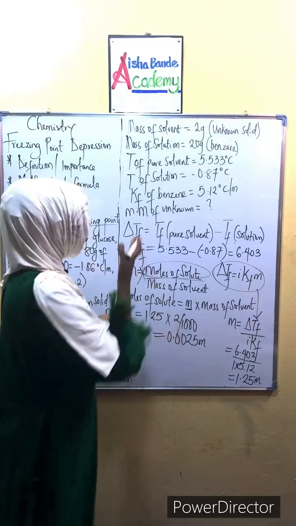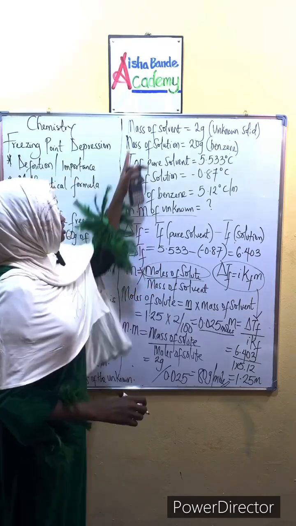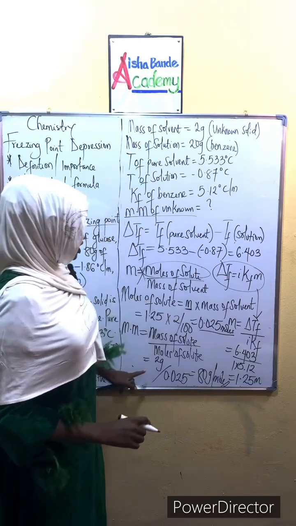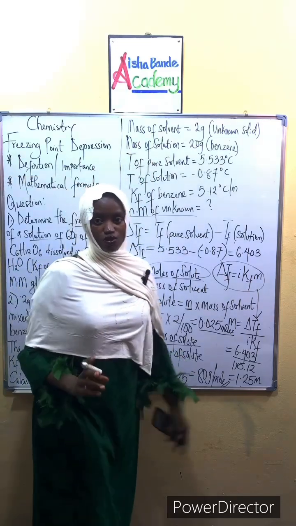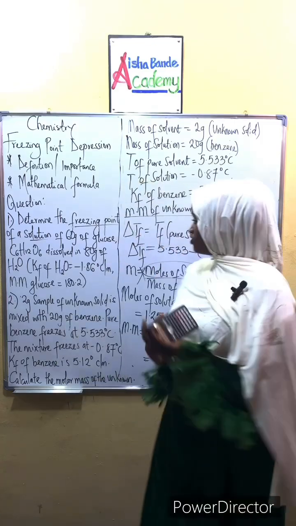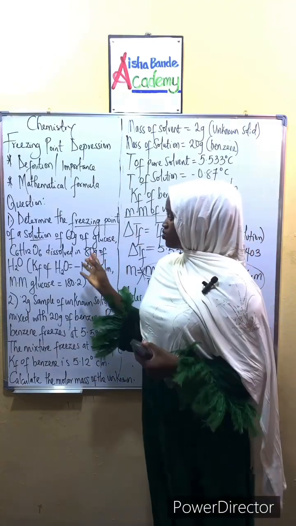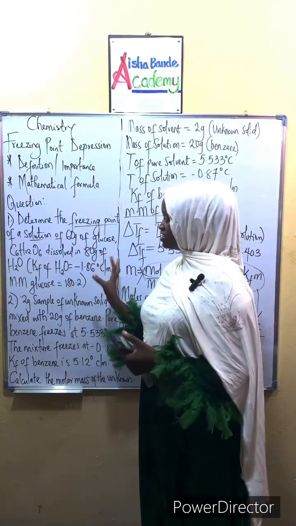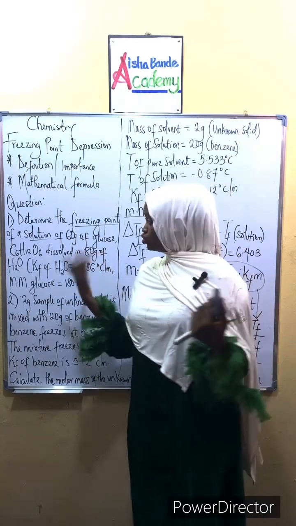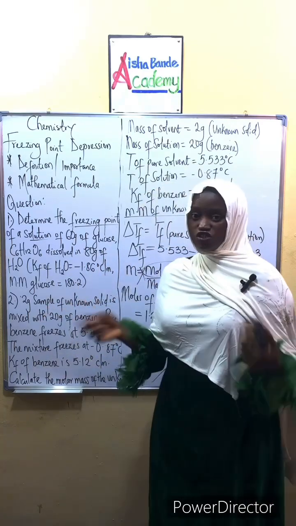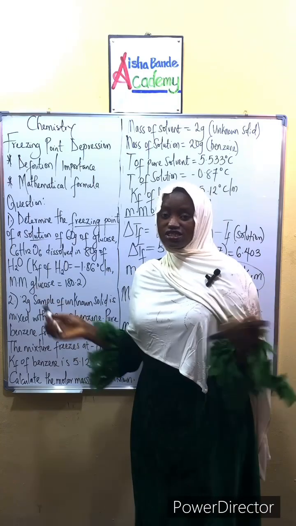So for us to get the molar mass, this is the last step now. The molar mass of the unknown solid is 80 grams per mole. This is just as simple and straightforward. Whenever we see a question, we should be able to identify what is the solution and which one is the solvent or the solute. So it's just as simple as that.